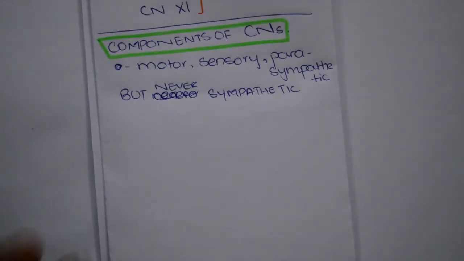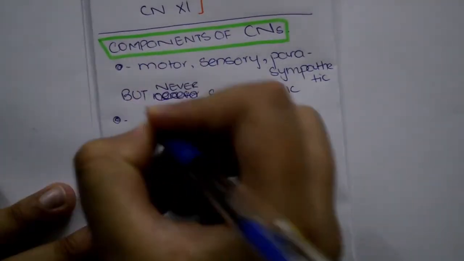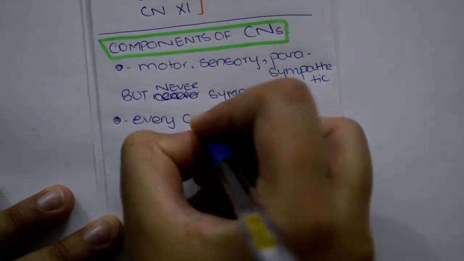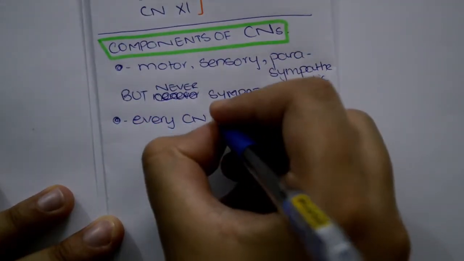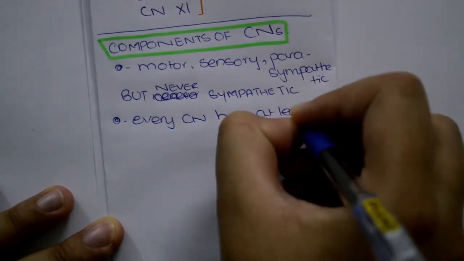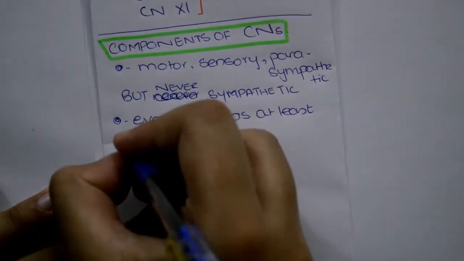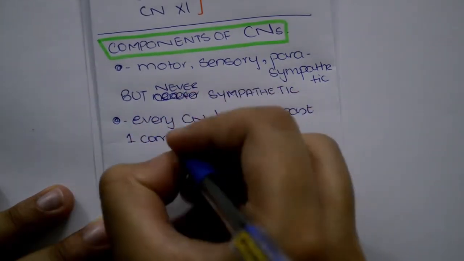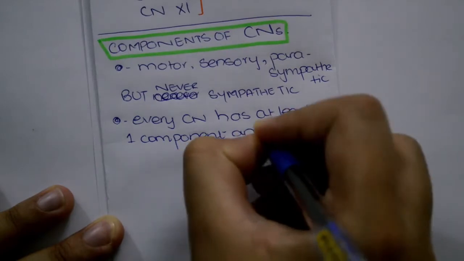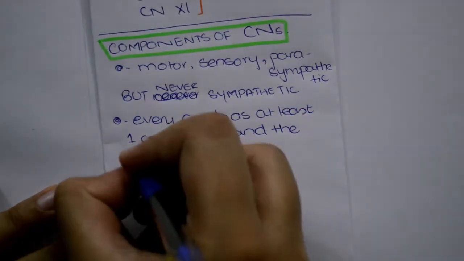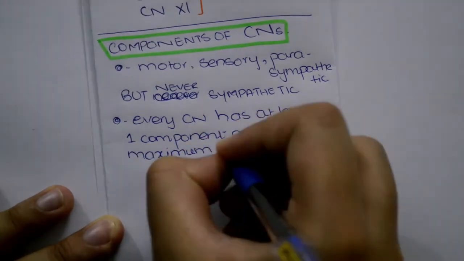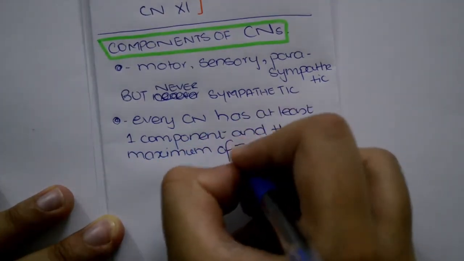The next point that you need to remember, which I've already said, is that every cranial nerve has at least one component, and the maximum it can have is 3 components.